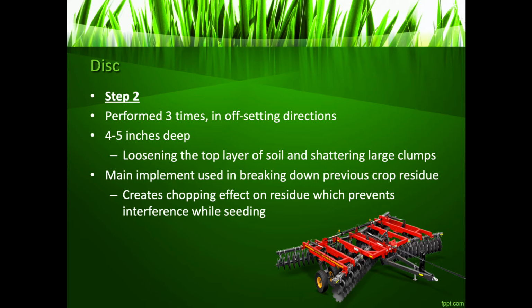The next implement used in the tillage system is a disc. This process is performed 3 times, each time in an offsetting direction. The disc is set to a depth of about 4 to 5 inches, as the goal of this implement is to loosen the top layer and shatter large clumps of soil. The disc is the main implement used in the system to break down previous crop residue, particularly corn stalks, which get chopped into small pieces to encourage decomposition and prevent interference while seeding.